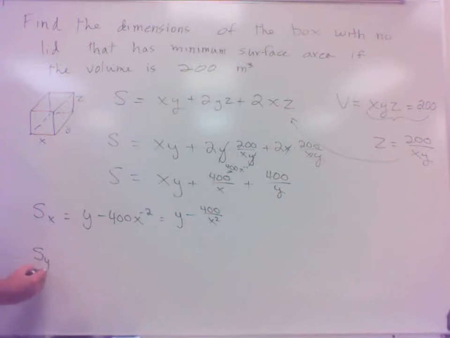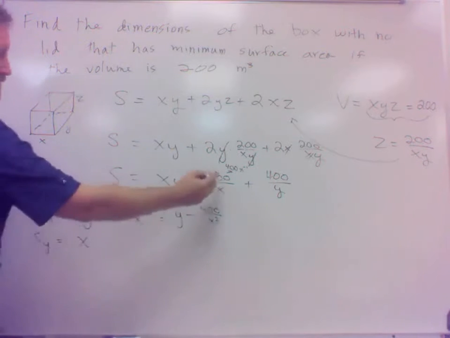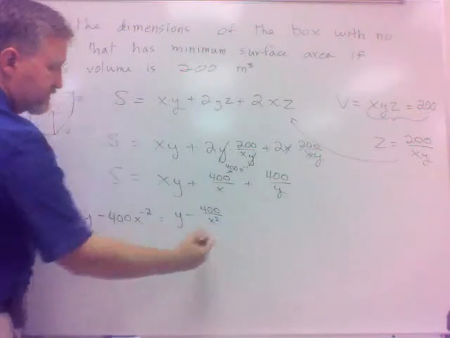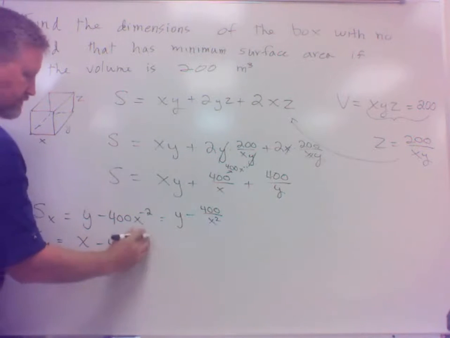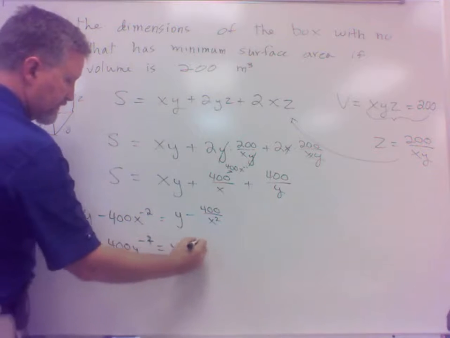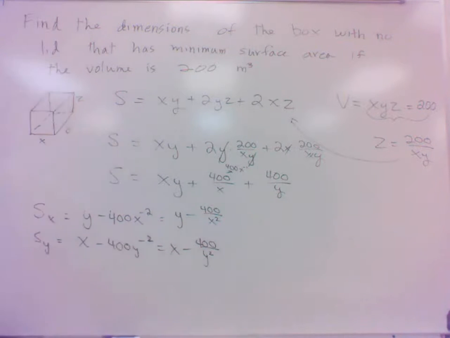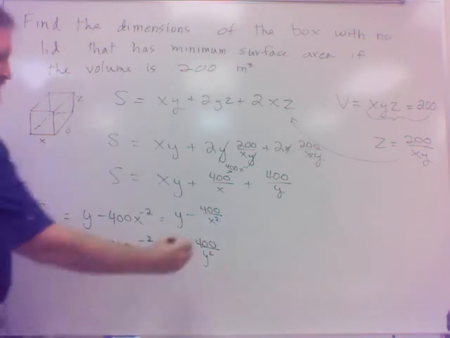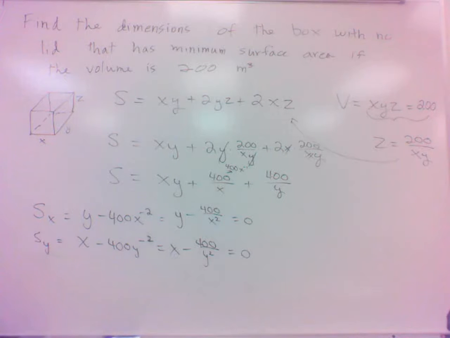And then we'd have the partial with respect to y, very similar, wouldn't it? The partial with respect to y would be x, and then 0, and then 400y to the minus 1 would be minus 400y to the minus 2, or x minus 400 over y squared. And so for the minimum, set them equal to 0. Okay.